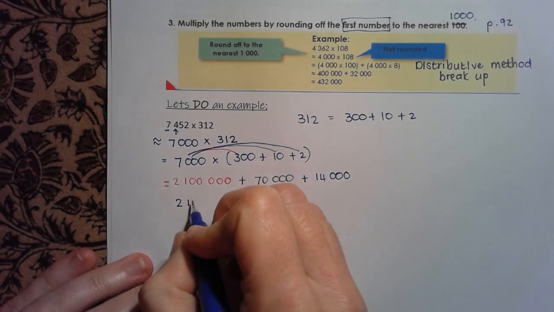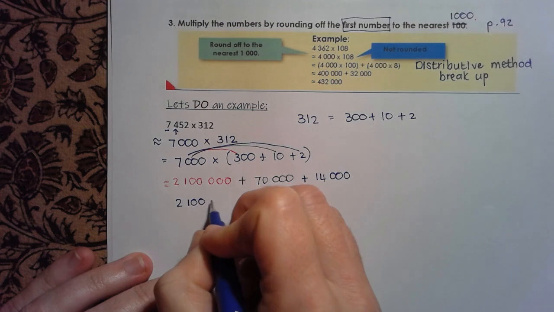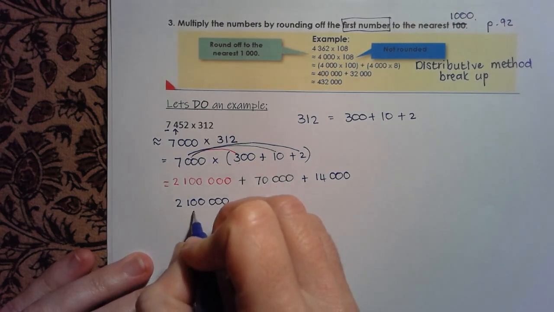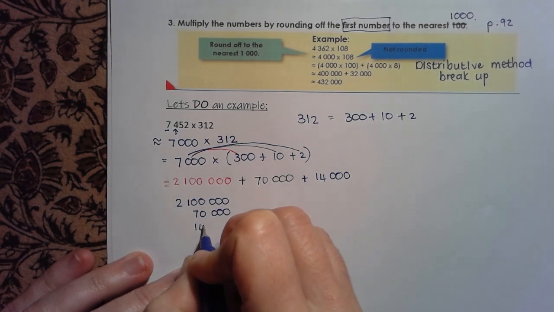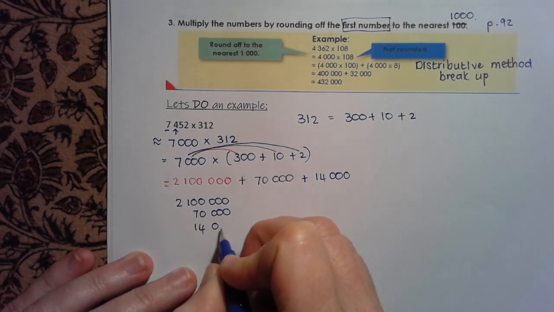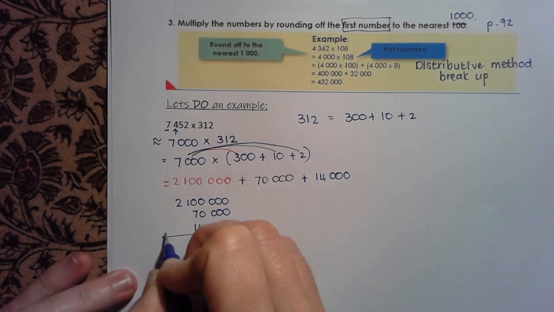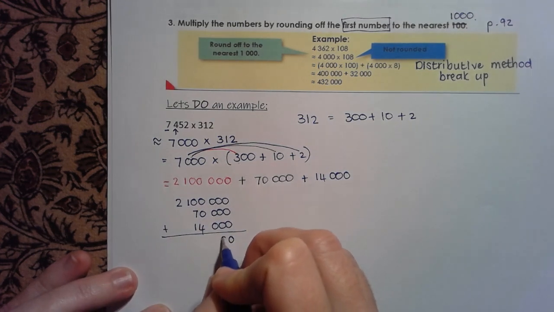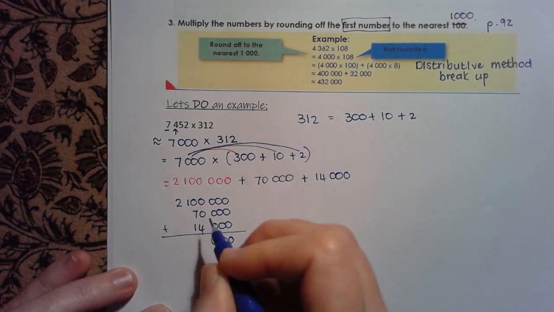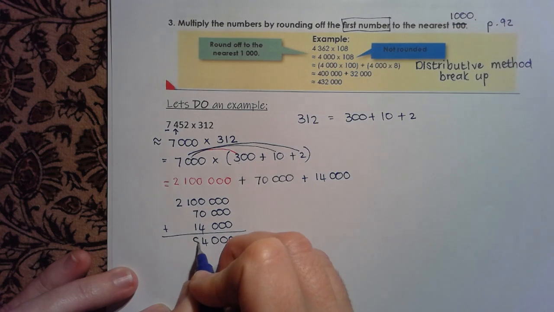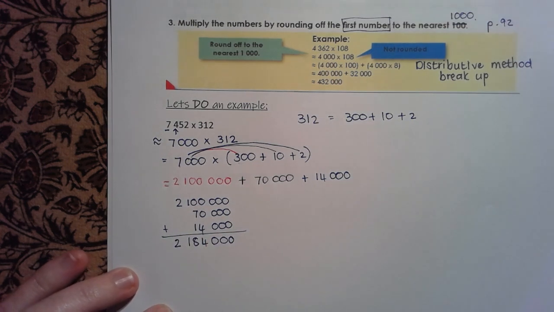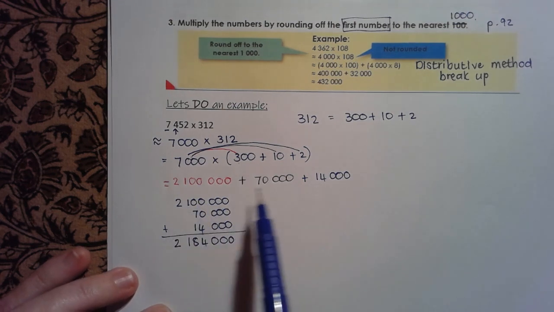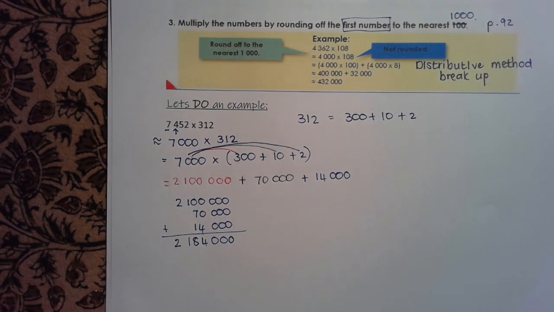Right, so now you need to add them up, or you can just write them one under the other. 2,100,000 plus 70,000 plus 14,000. Add it up. So this is 0, 0, 0. And that will be 4. This will be 8. Then the 1 comes down and the 2 comes down. So it's 2,184,000. Or you can add up horizontally and you will get the same answer.